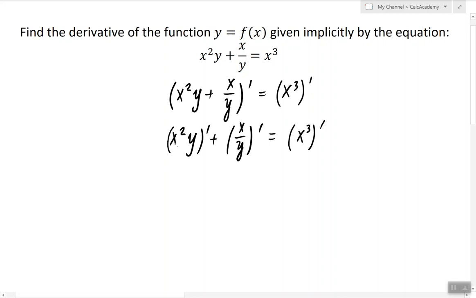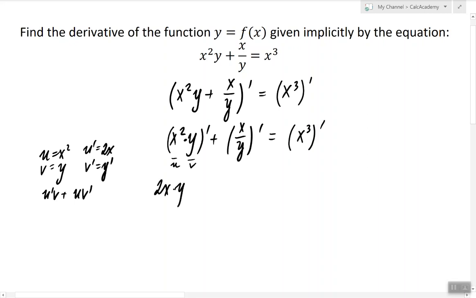So the first one is the product of two functions, x squared and y. So we're gonna do it as a product rule. So u is x squared, v is y, so derivative of u is 2x, derivative of v is y prime. So putting it back together into u prime v plus u v prime will give me the following result: 2x times y plus x squared times y prime.